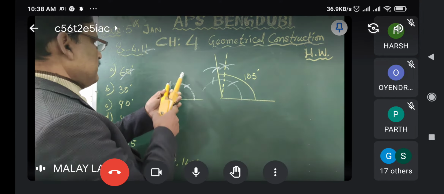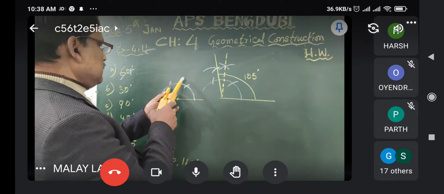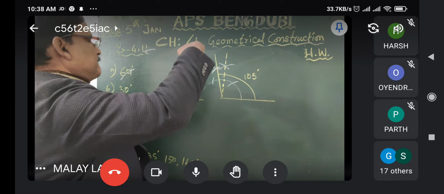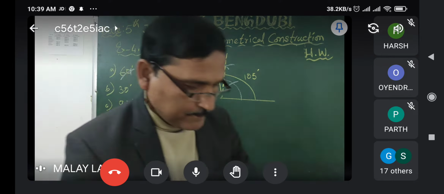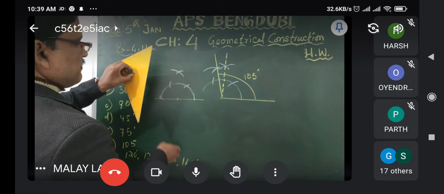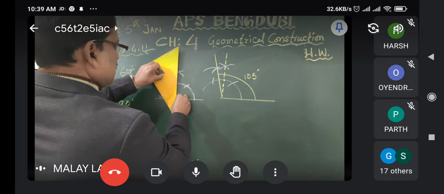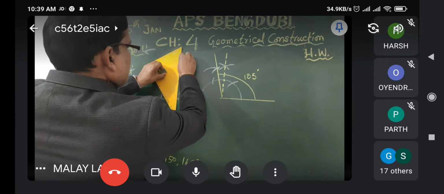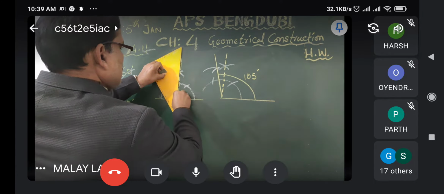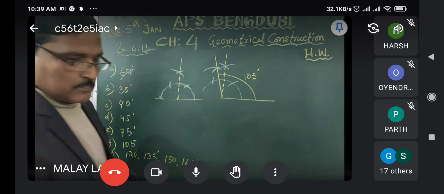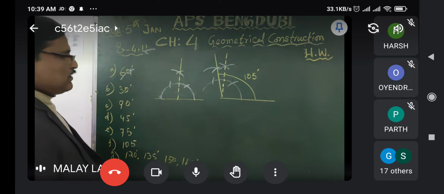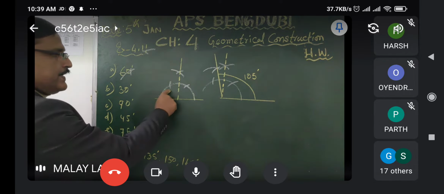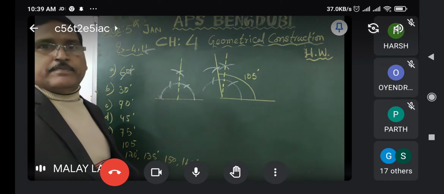So first of all, 90 you have to complete. So 90, we have to complete 90. Join it. Place at this point here. This is 90. Clear? This side is 90, that side is also 90. Both sides 90, 90. Then it will be one linear pair.